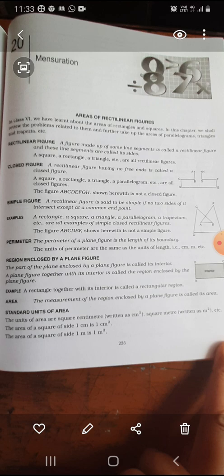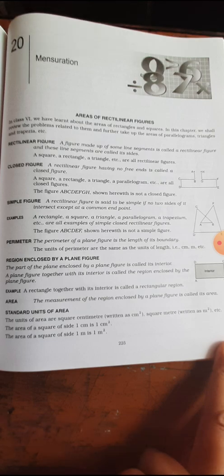And what is area? The measurement of the region enclosed in the figure is known as the area. So the inside part is known as area, and the outside part, the boundary, is known as the perimeter. Now we have the standard units of area.